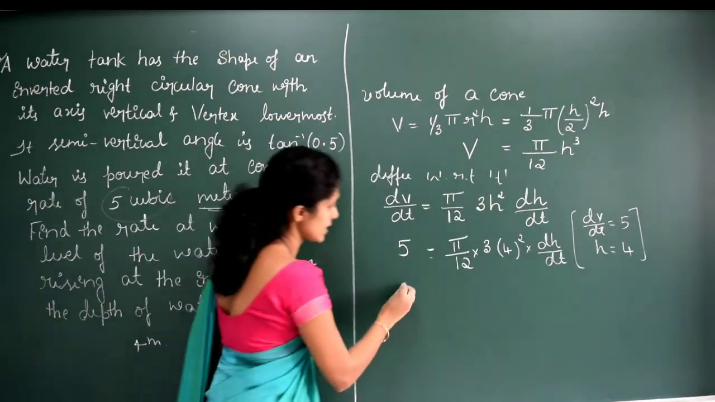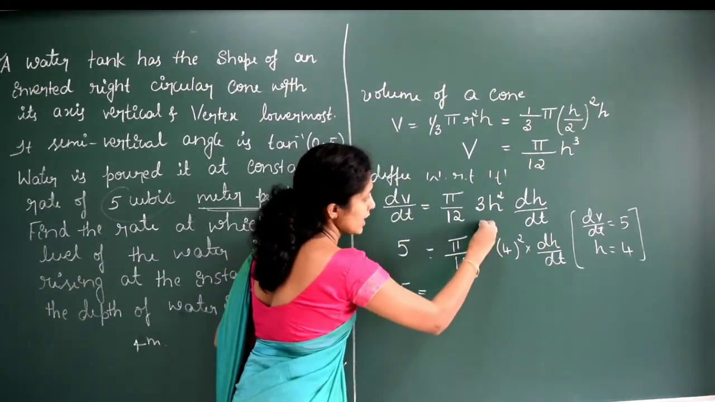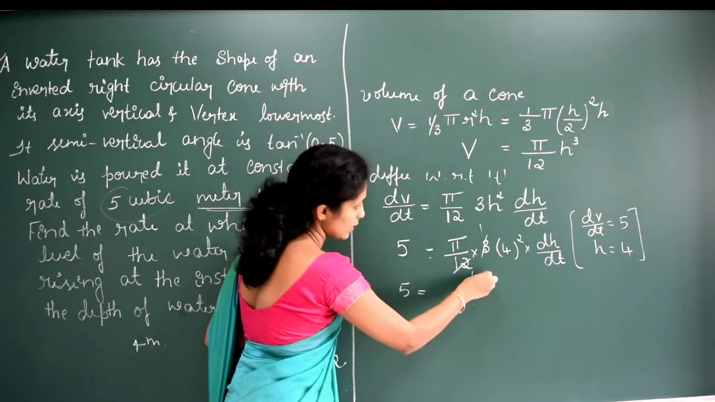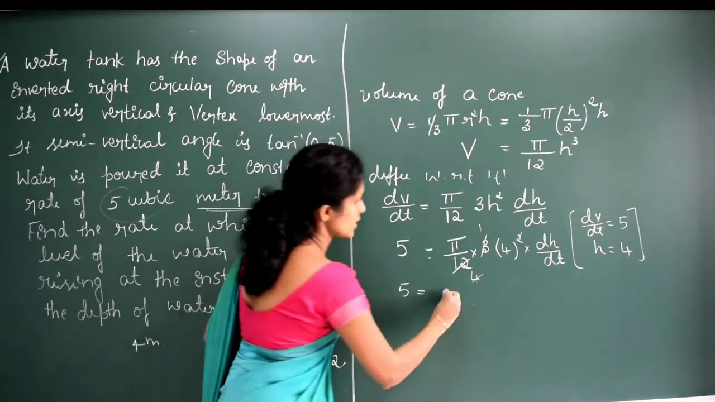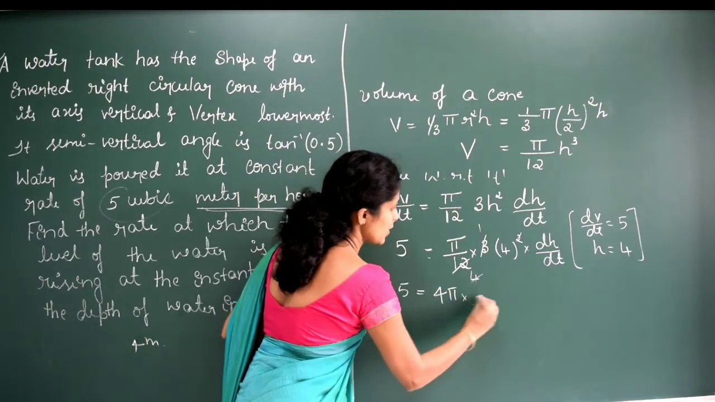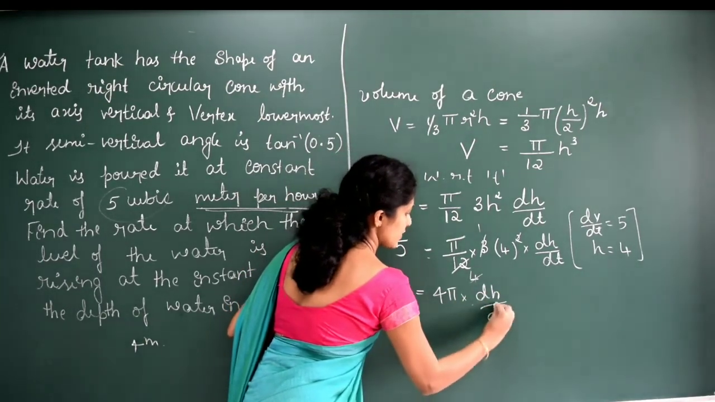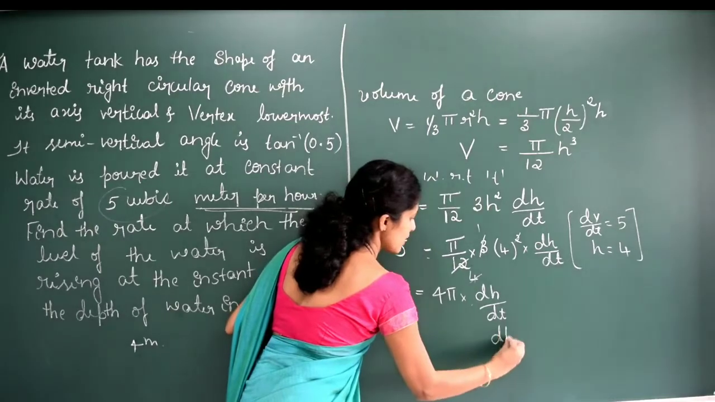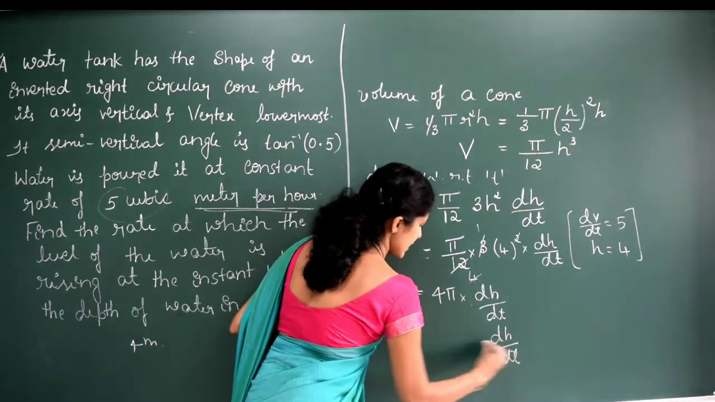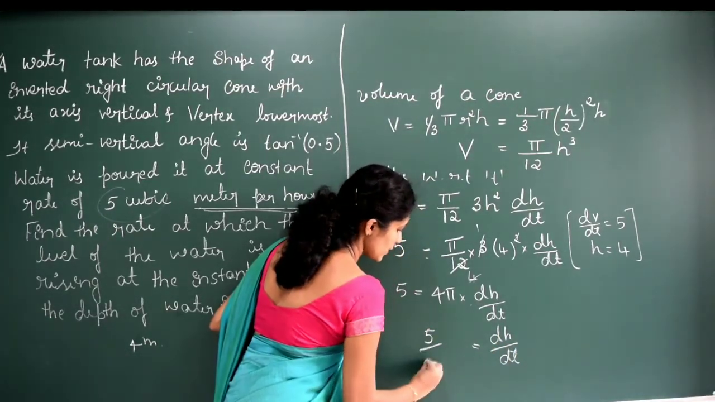Now I can simplify this. 5 is equal to 3 and this is 4, right? And 4 and 4 will get cancelled. So this will be now 4 pi into dh by dt. So dh by dt is equal to 5 by 4 pi.